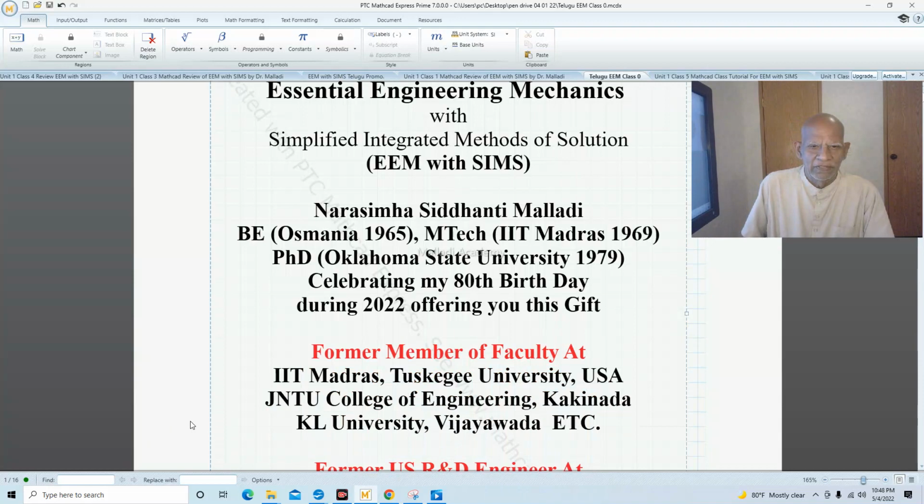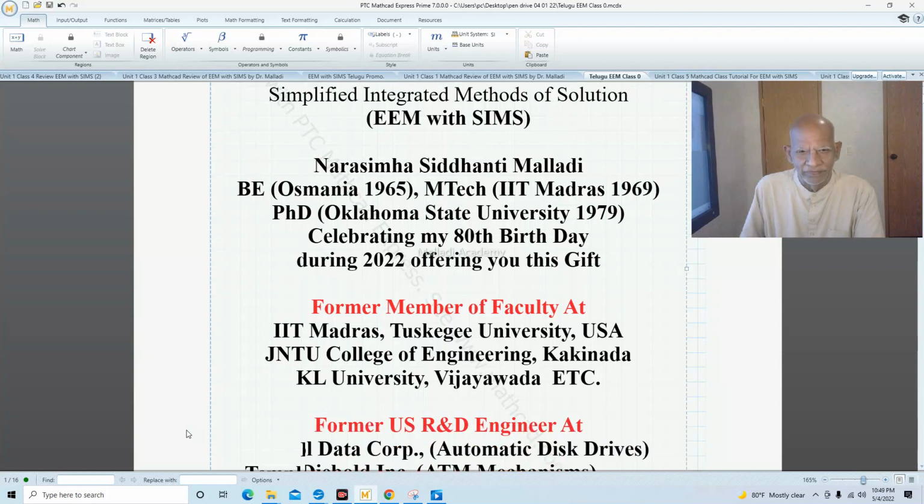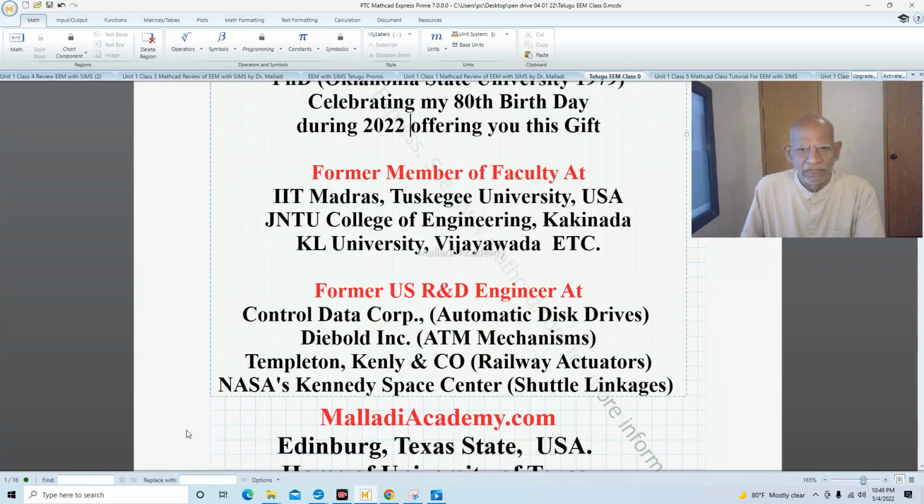I am a former member of faculty at IIT Madras, Tuskegee University, USA, JNTU College of Engineering, Kakinada, KL University, Vijayawada, etc. I am also a former US Research and Development Engineer at Contour Data Corporation, developing automatic disk drives, Diebold Incorporated, developing ATM mechanisms, Templeton Kelly and Company, developing railway actuators, and finally, I was a research fellow at NASA Kennedy Space Center for 2 summers, designing shuttle linkages.